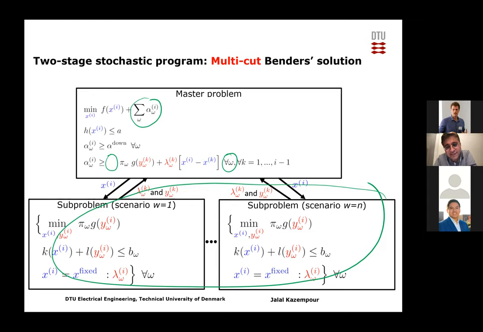Priyanka says convergence. What about dimension-wise? Husna says lots of variables. Yes, we need one alpha per omega. So if we go for 1 million scenarios, it means that we have 1 million alphas in our master problem. What about constraints? If we have 100 scenarios, how many constraints are we adding in each iteration?